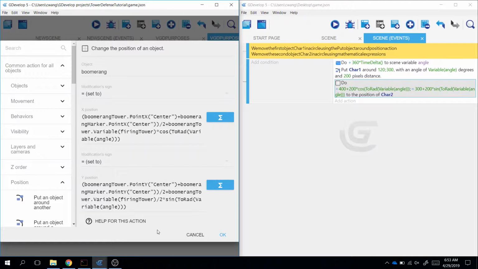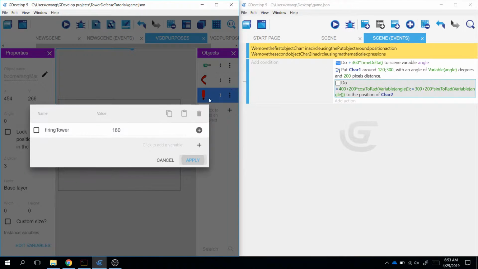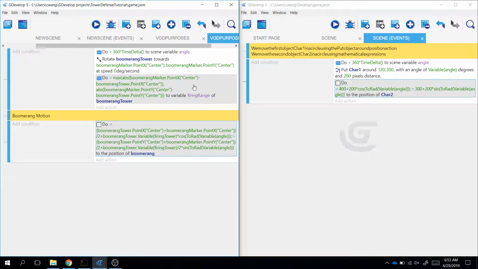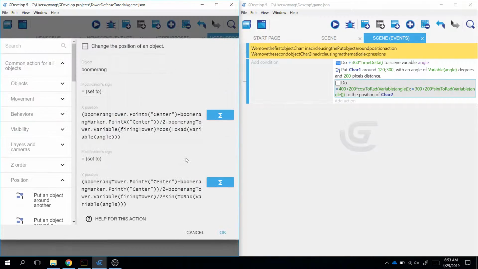Hey guys, I just noticed a typo in my code. It shouldn't be called firing tower. Should it? Well, if I look here, I need a firing tower. Let's go ahead and call it firing range. I don't know what I was thinking just a minute ago. But let's go ahead and change that to firing range.